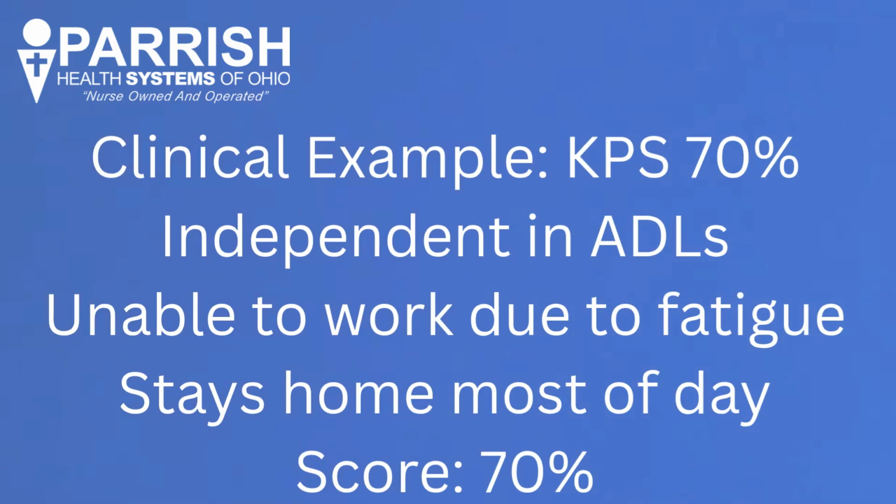A patient scoring KPS 70% remains fully independent in all activities of daily living but is no longer able to work due to significant fatigue and reduced stamina. Although they can manage personal care without assistance, they spend most of the day at home and demonstrate a noticeable decline in activity tolerance. This presentation aligns with the definition of 70%, reflecting a patient who can care for themselves but cannot carry on normal activity or employment.